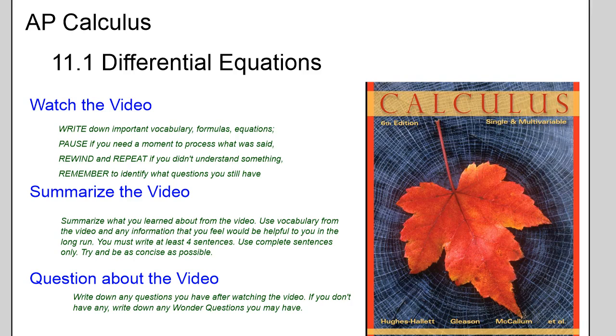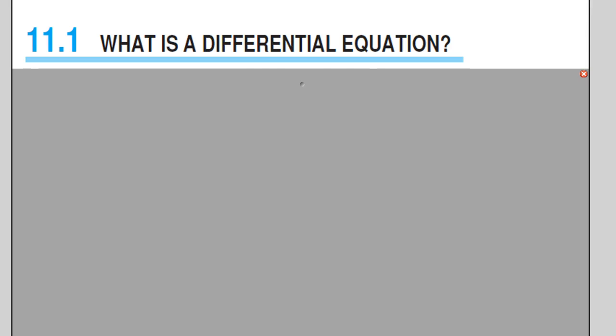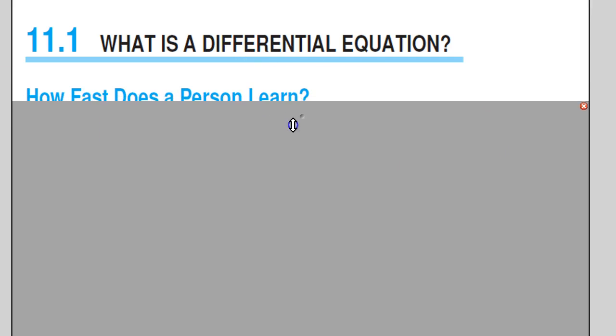All right, let's begin. Today we're talking about a new unit of math, not just a new unit of the textbook, but a whole entire area of math called differential equations. It involves calculus, in the sense that you need to know what calculus is. So let's look at an example. What is a differential equation?